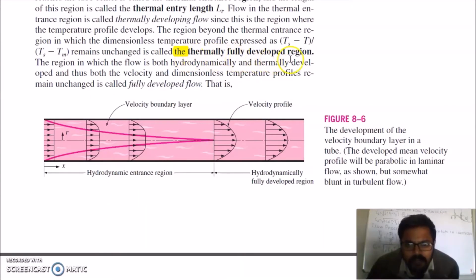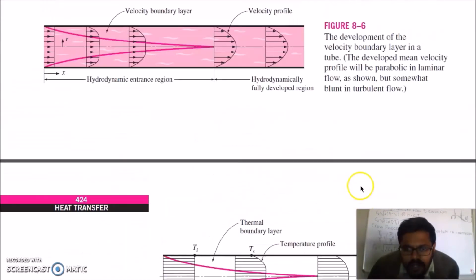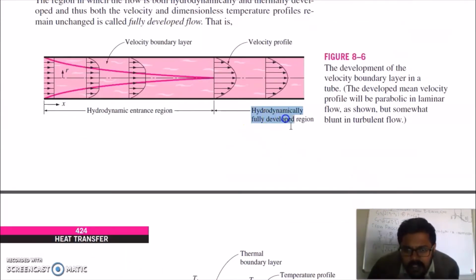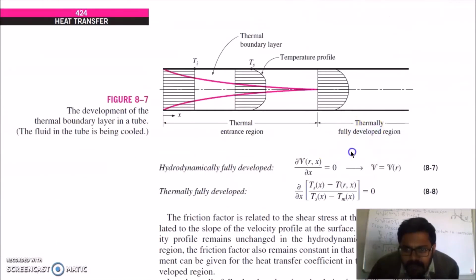The region in which flow is both hydrodynamically and thermally developed, and thus both the velocity and dimensionless temperature profiles remain unchanged, is called fully developed flow. Means this velocity profile will remain unchanged and this temperature profile will remain unchanged, which is called fully developed flow, where both the velocity profile as well as the temperature profile are fully developed.